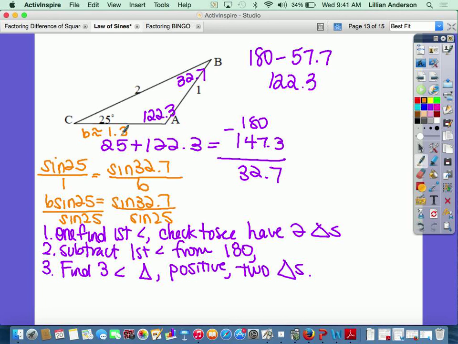Okay? That's why I say law of sines for the long day. Yeah. Alright. So there's one triangle. This one triangle has angles 122.3, 32.7, and 25 degrees with side lengths 1, 2, and 1.3.